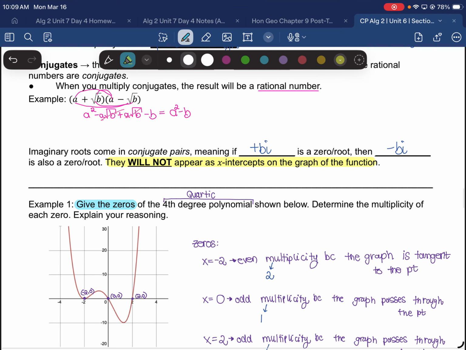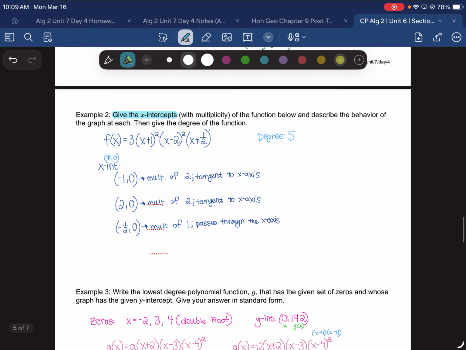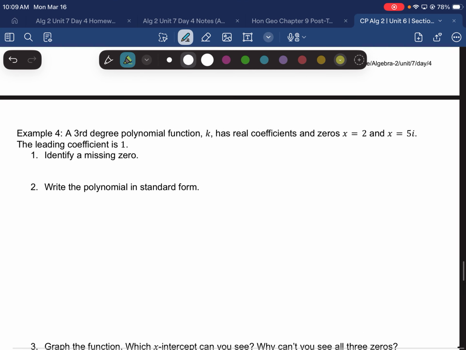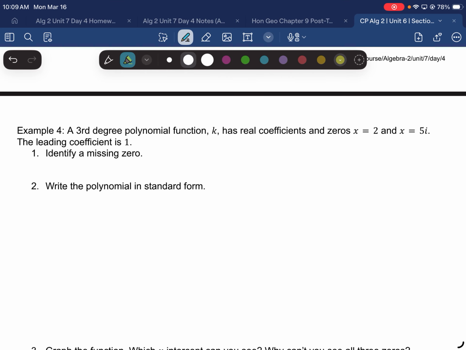Okay? Now, here's our next example. Here's what you're doing. This information is about a third degree polynomial function. We're calling this one k, that has real coefficients, and your zeros are at 2 and 5i. Your leading coefficient is 1, which is good. That makes this a little easier. Okay? So identify the missing zero. It's a third degree polynomial. However, I only gave you 2 zeros.